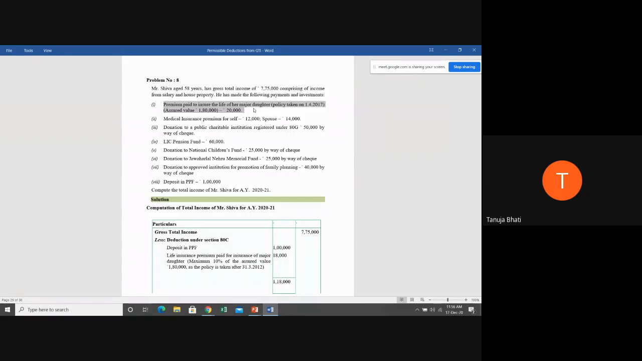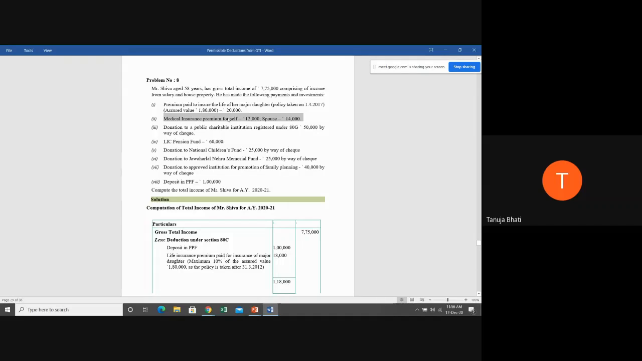Now, what is the amount of deduction he is going to get on the premium paid, but subject to 10%? So 1,80,000 into 10% is 18,000. But he is paying a premium of 20,000. So what is the amount of deduction he'll get, 18,000 or 20,000? 18,000, ma'am. Very good.